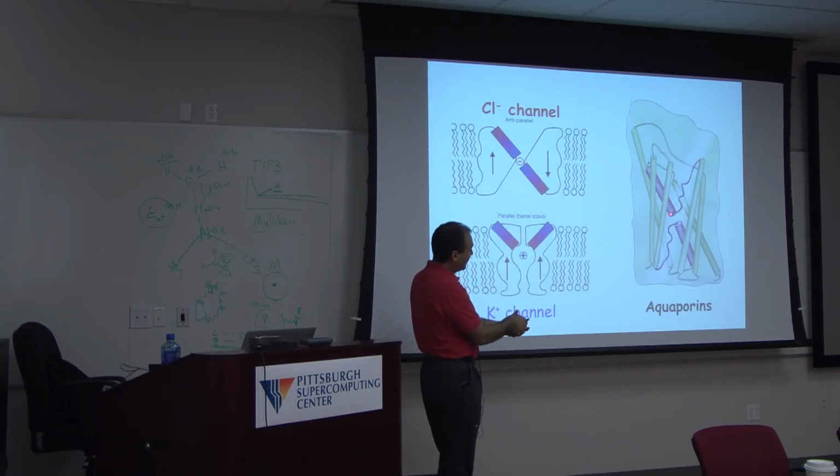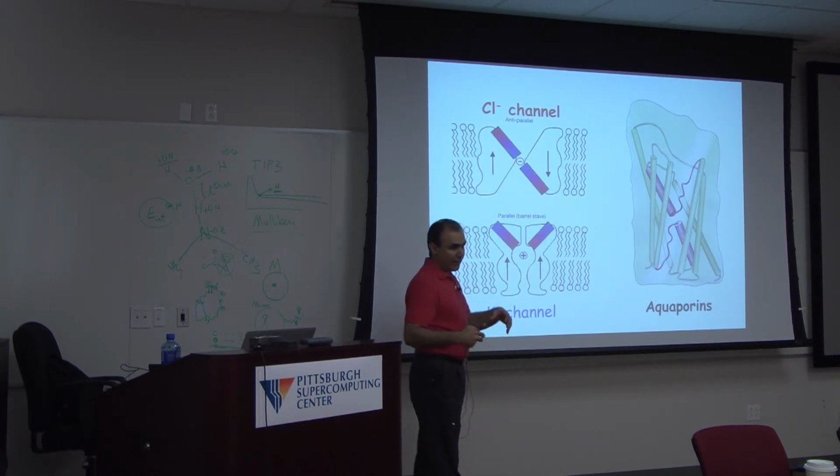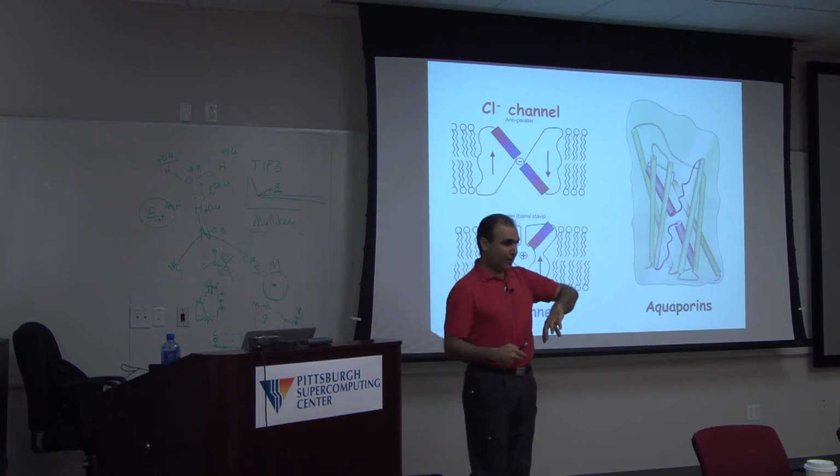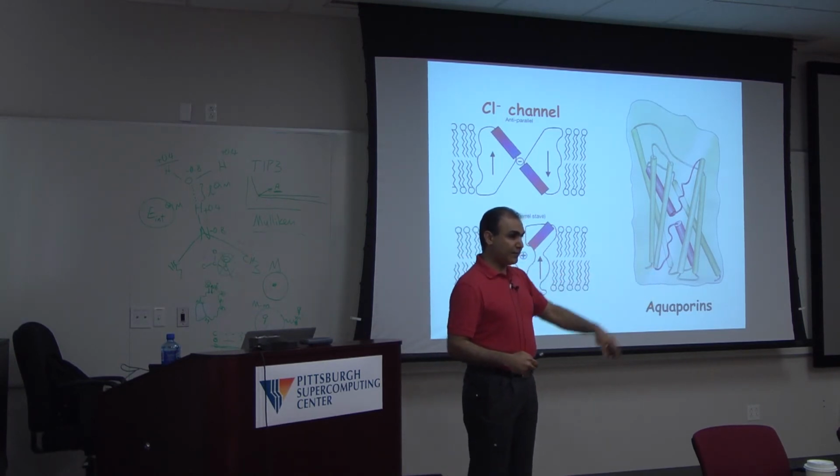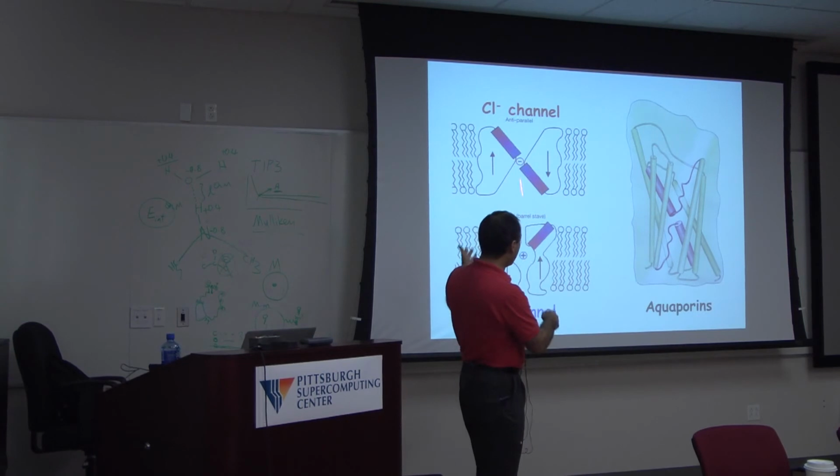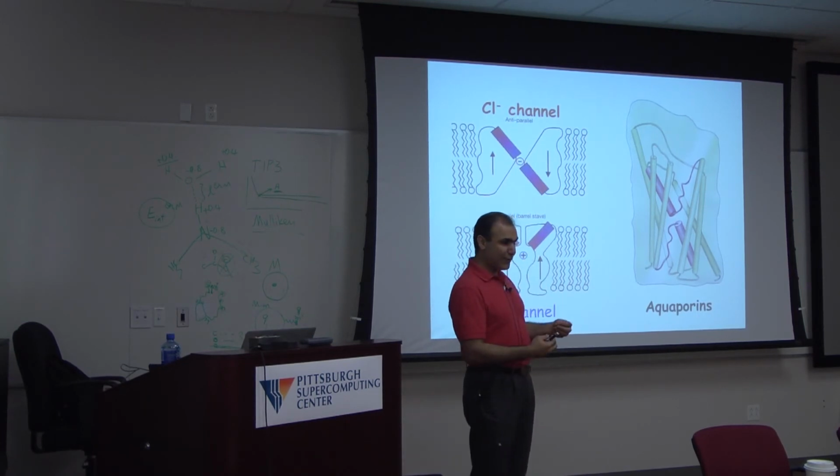What we have is the same sort of helical elements here doing a similar thing, generating a positive field here that helps with the water reorientation at the center. These are ion channels, these are water channels, but they are using the same elements in different configurations.